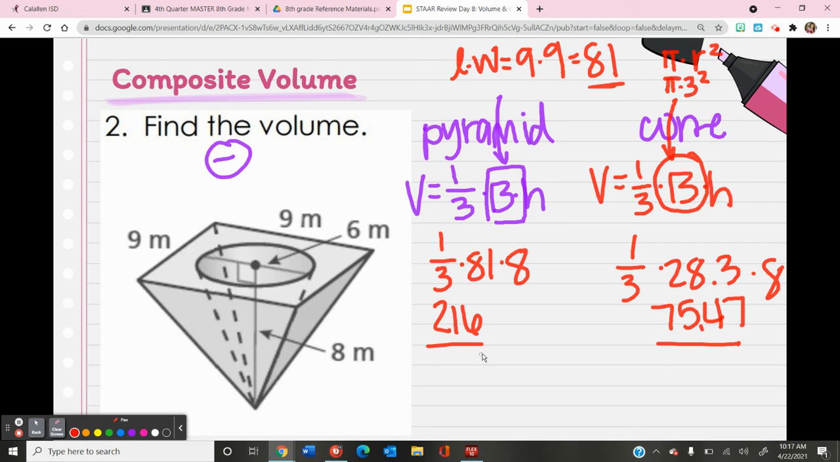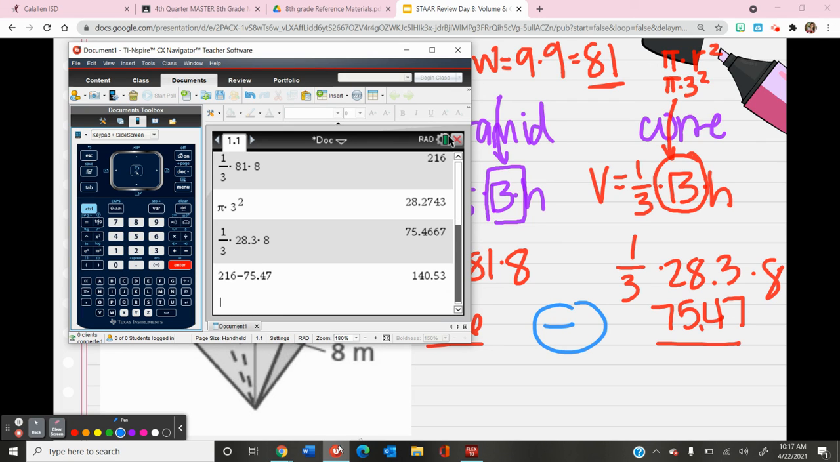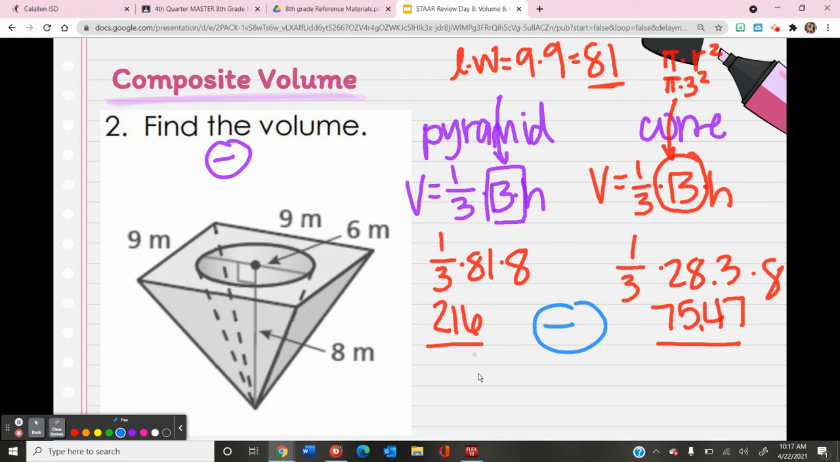I have found the volume of the pyramid. Since it is a hole, again, we will be subtracting these two. So I'm going to take the volume of the pyramid, which was 216, and I'm going to subtract the volume of the cone, which is 75.47. And here, the volume is going to be 140.53. And this is going to be meters cubed.